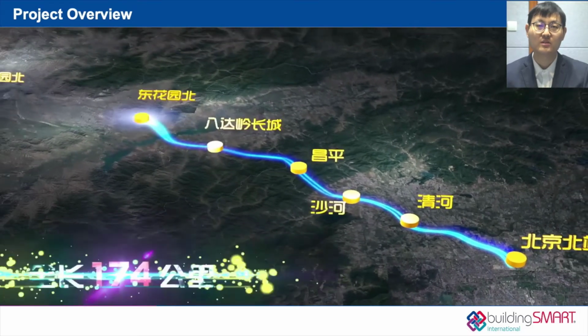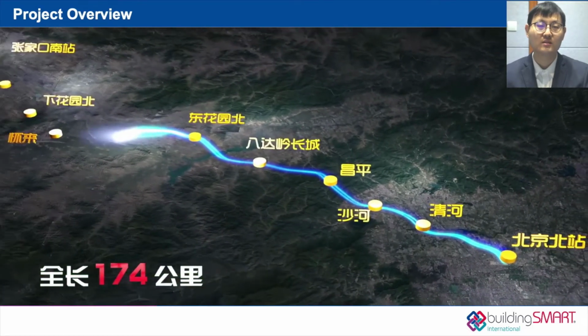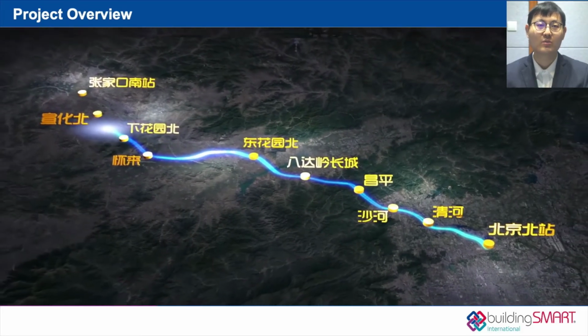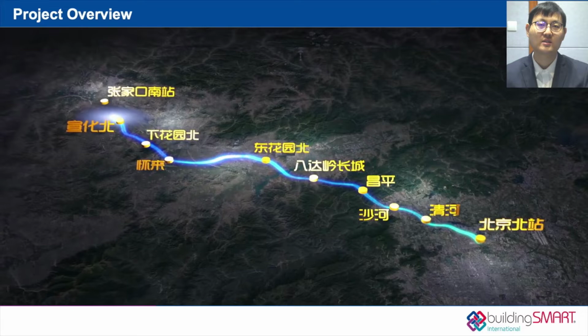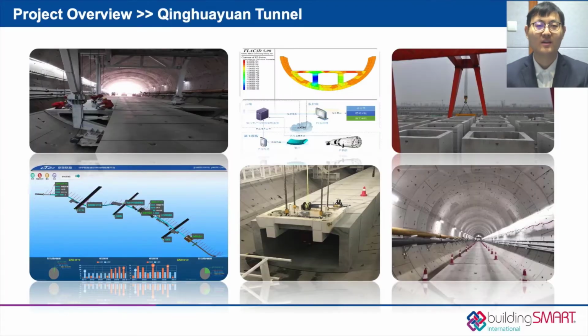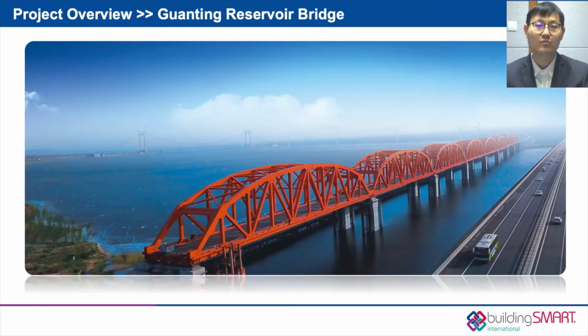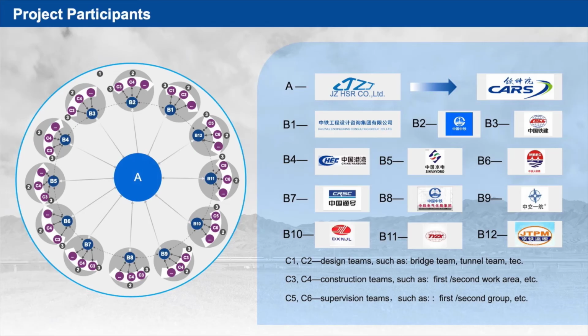There are 10 stations, which are Beijing North Station, Qinghe Station, Badaling Great Wall Station, Xiahuayuan North Station, and Zhangjiakou Station, and so on. The key projects include the Qinghuayuan Tunnel, the new Badaling Tunnel, the Badaling Great Wall Station, and the Guanting Reservoir Bridge. The participants of this project are organized and managed following the ISO 19650 standard.